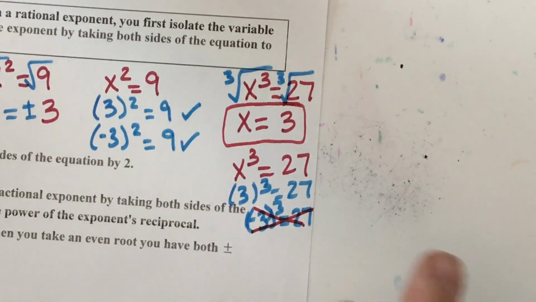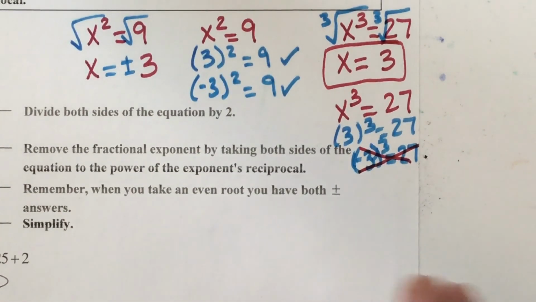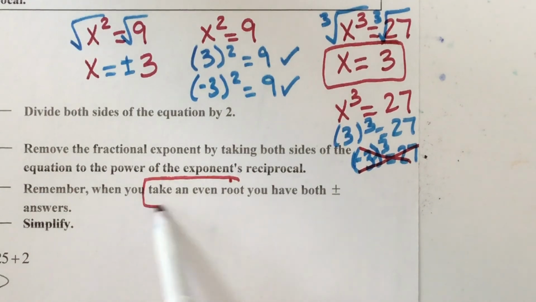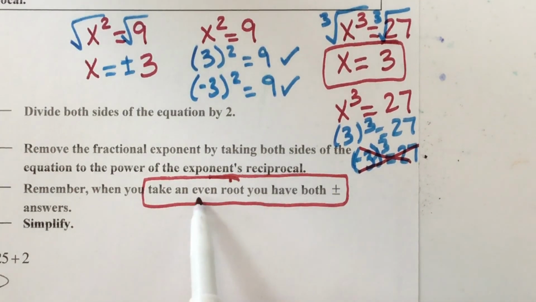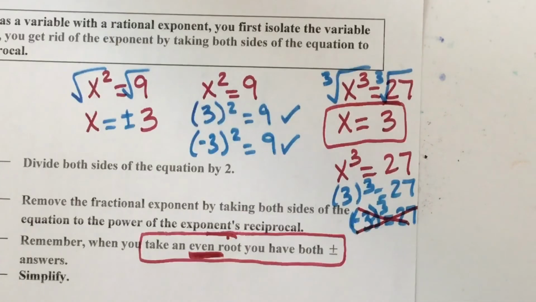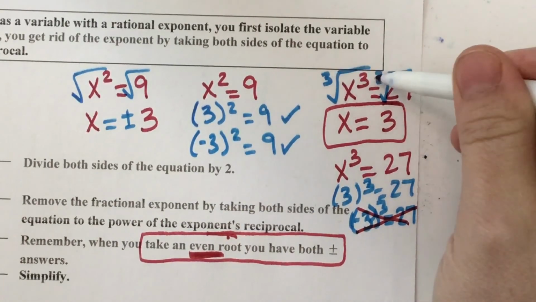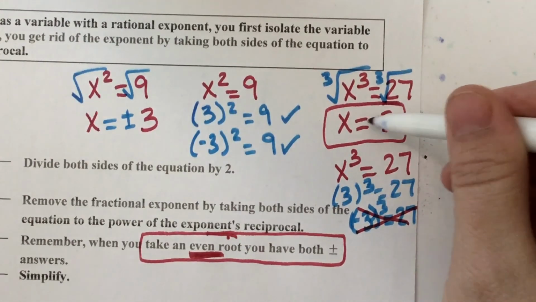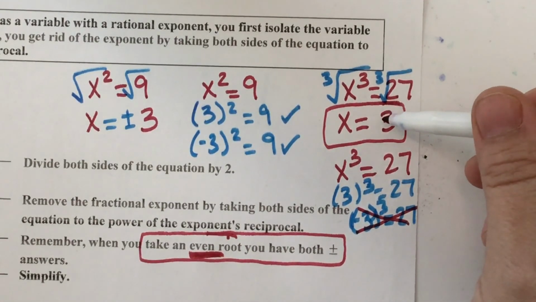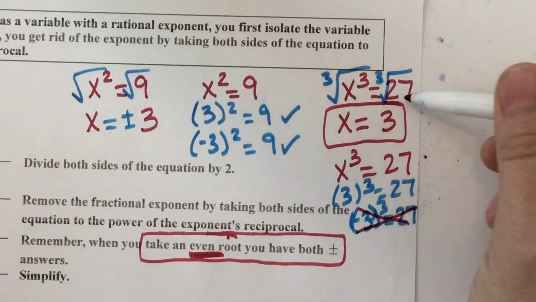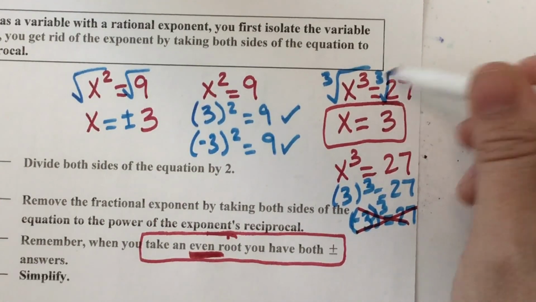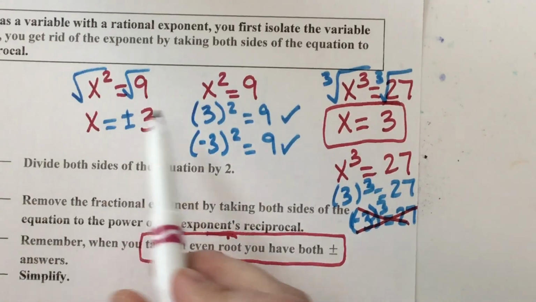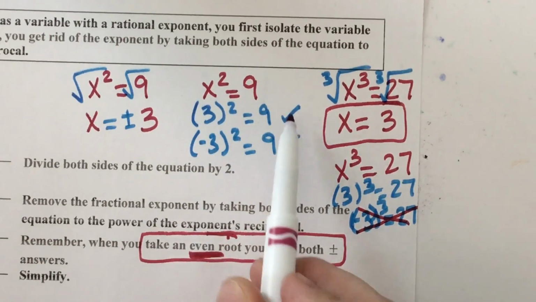Okay, so what I want you to know is that if you ever take an even root, you're going to have a plus minus. So when I say even root, I mean if I take a square root, a fourth root, a sixth root. If I take an odd root, like up here, the number 3 is an odd number. So if I take a cube root, a fifth root, a seventh root, I won't have a plus minus. And that's because it didn't work. When I tried to put negative 3 back into the original problem, it did not give me a positive 27. Whereas when I put the positive 3 in this one and the negative 3 in this one, they both worked.